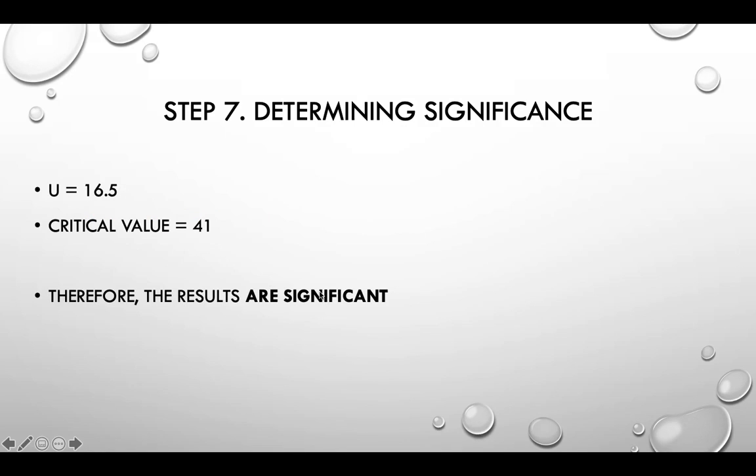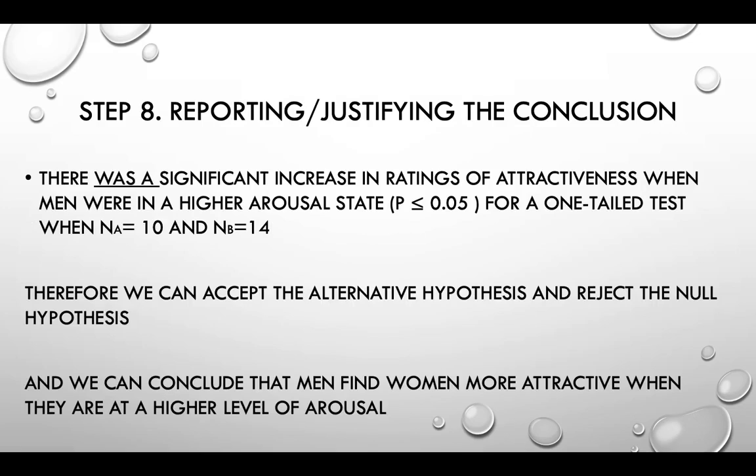So yes, the results are significant because the calculated value, for a Mann-Whitney test, just if you're interested, is written as U equals, so that's U for Mann-Whitney U, like T or S or chi-squared for the other tests. 16.5 is less than 41, therefore the results are significant. Okay, nice and easy. And then you would just report and justify in the conclusion like you've done with the others. So yes, there was a significant difference, or you could say increase, as we're using our one-tailed hypothesis.